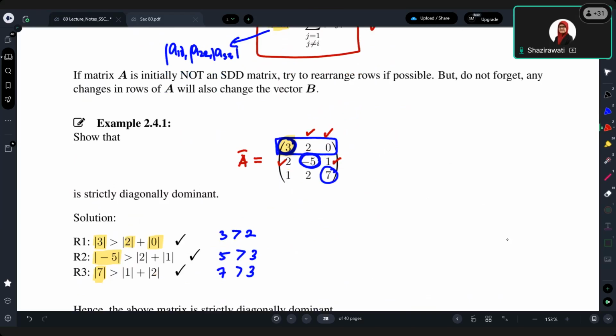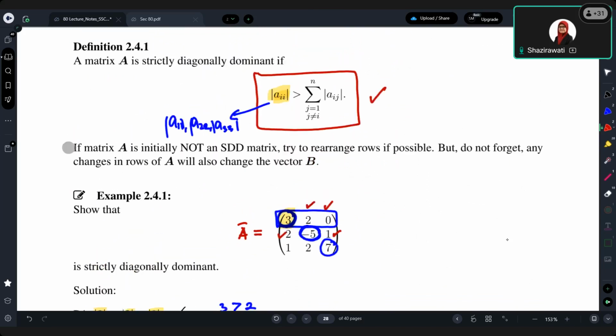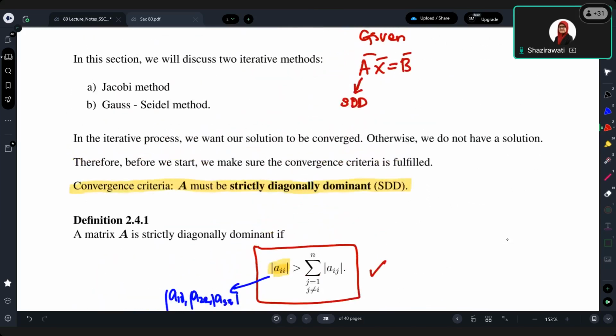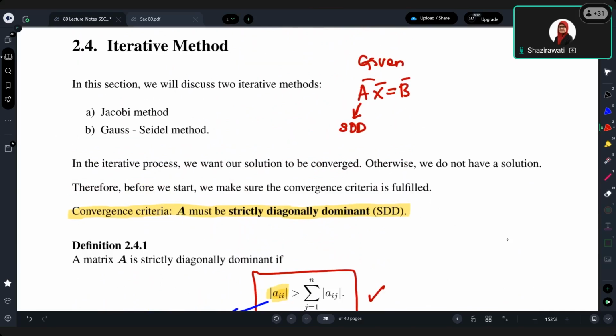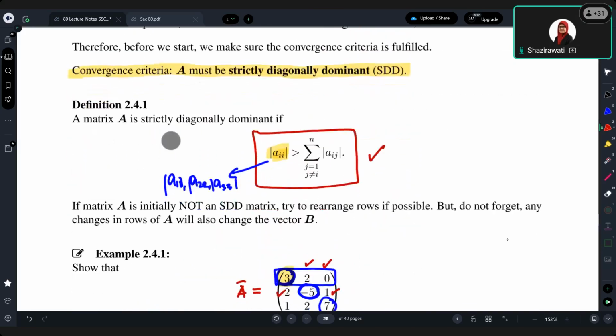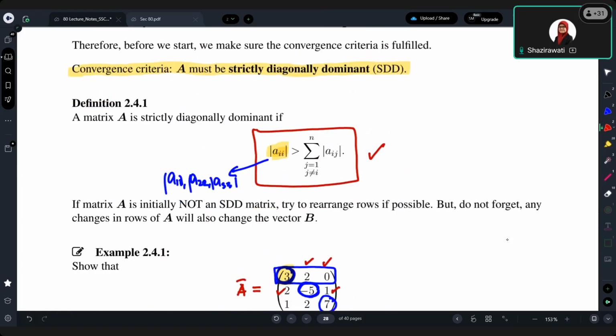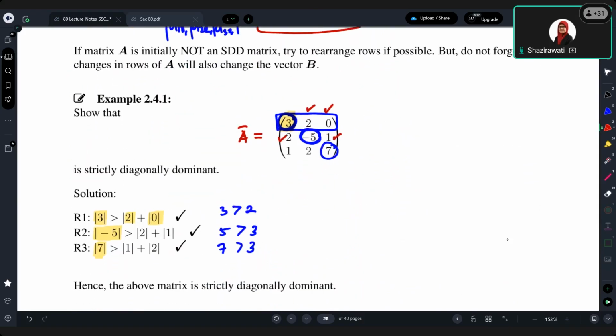Okay, so that is the requirement for us to use Jacobi and Gauss Seidel. If we don't check, and it turns out it is not SDD, then your solution will most likely diverge. It means you do the iterations, but you never satisfy the stopping condition given in the question. Okay, so that is the sign that your matrix is not strictly diagonally dominant. So first of all, you must check that first.